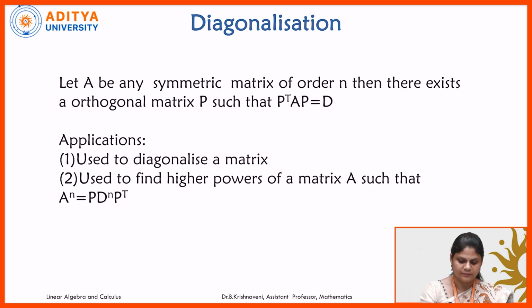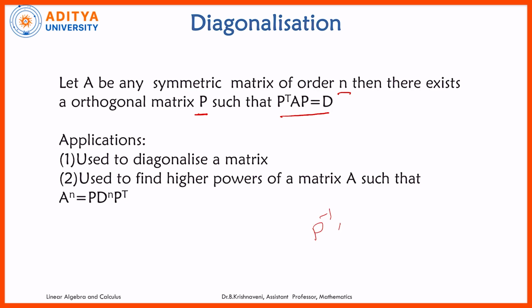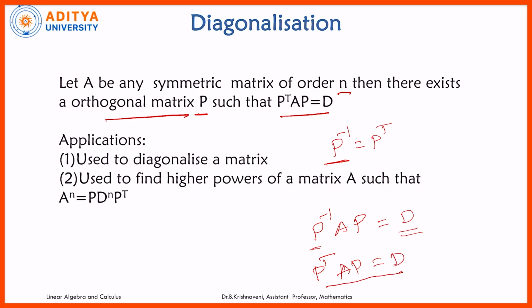Now we will see what the diagonalization process is here. Let A be the symmetric matrix of order n, then there exists an orthogonal matrix P such that P transpose AP is equal to D. In diagonalization we do P inverse AP, which gives a diagonal matrix. But here we are using P transpose in place of P inverse. Since P is an orthogonal matrix, P inverse is equal to P transpose, so we can replace P inverse with P transpose. Thereafter the equation becomes P transpose AP, and the result gives the diagonal matrix D. This we call diagonalization using orthogonal reduction or orthogonal transformation.